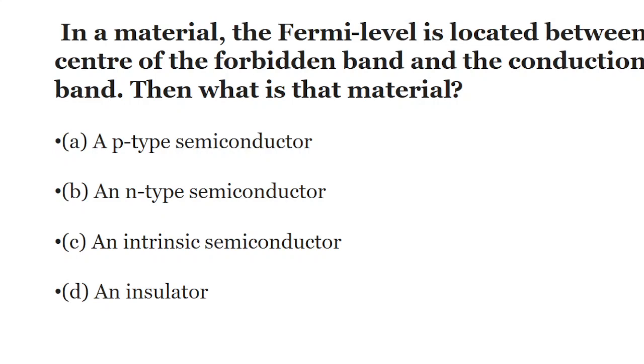In a material, the Fermi level is located between the center of the forbidden band and the conduction band. Then what is that material? Center of forbidden band and the conduction band, then the material is the n-type material. Option B is the right answer.